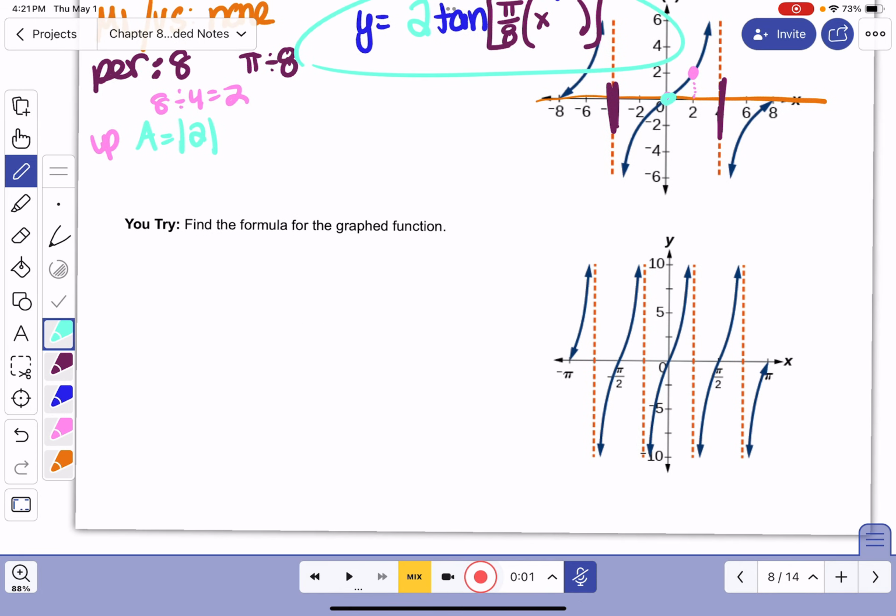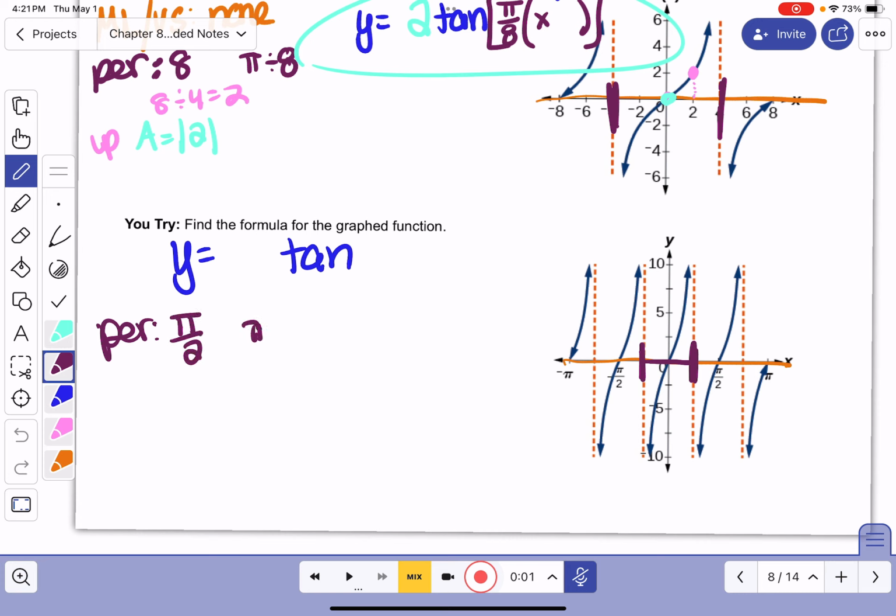All right, let's look at this one. So our midline is still 0. So we know we're not adding or subtracting anything. Our period goes from negative pi over 4 to positive pi over 4. So that's half. So our period is pi over 2. So if we do pi divided by pi over 2, which would be pi times 2 over pi, that's going to be 2. So that's what I need to put here in front of the x.